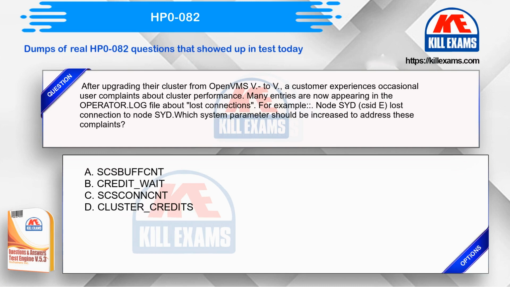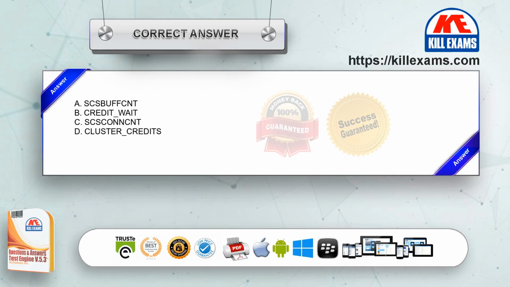After upgrading their cluster from OpenVMS V to V, a customer experiences occasional user complaints about cluster performance. Many entries are now appearing in the operator.log file about lost connections. For example, node SID, XID, lost connection to node SID. Which system parameter should be increased to address these complaints? Option A, significant. Option B, credit_weight. Option C, significant. Option D, cluster_credits. The correct answer is option D.